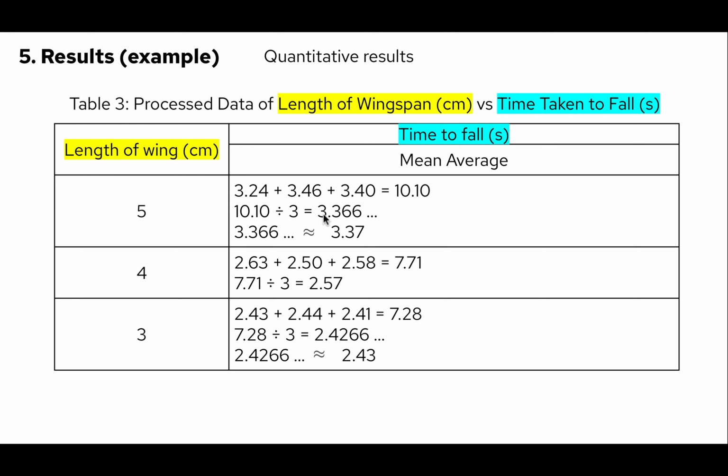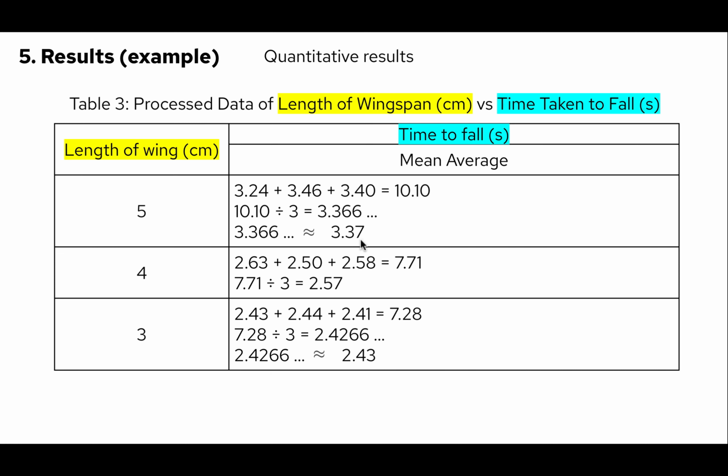So here it is. I added my 3 trials, trial 1, trial 2, and trial 3. I have my total or sum. I divide it by 3, and I notice it's a repeating decimal. So I'm going to round it. And I rounded 3.366 repeating to 3.37.